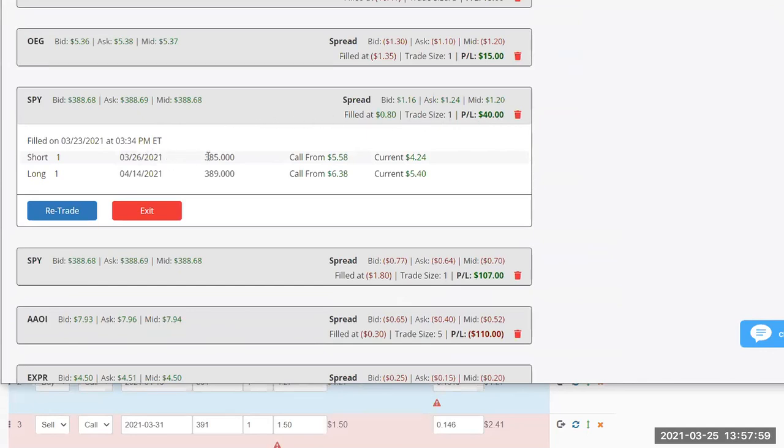This is 326, 385, and the long is at 389. And I did it from a debit of 80 cents. So there's not a huge debit on here, so not very much risk to the downside at all. But there was $580 or $480 risk to the upside if the market skyrockets. But I did it because I have several other trades around the 392, 393, I'll replace those. So that's this one.